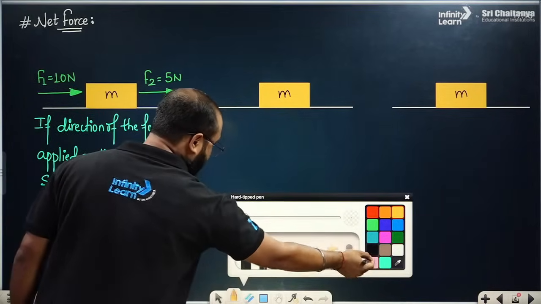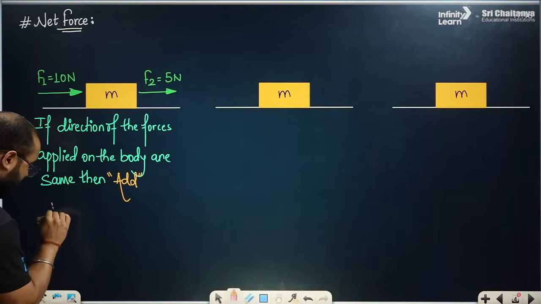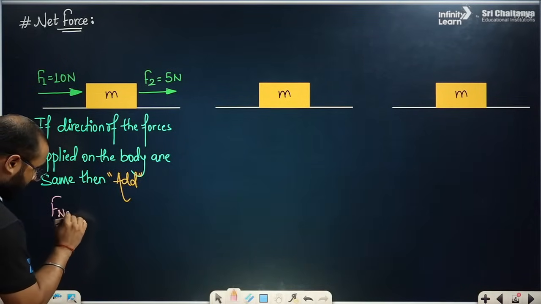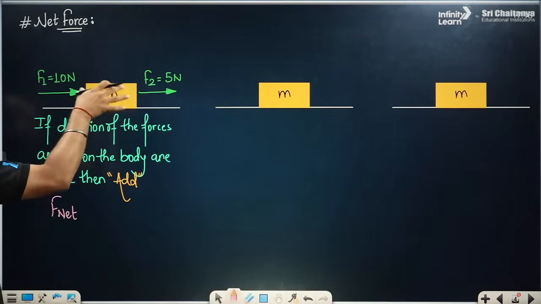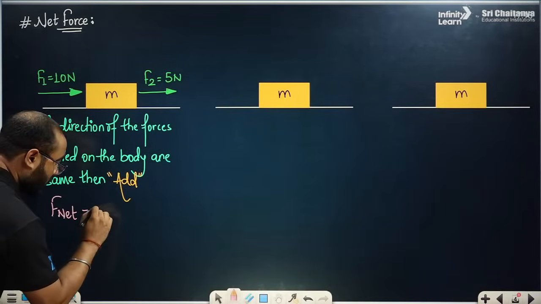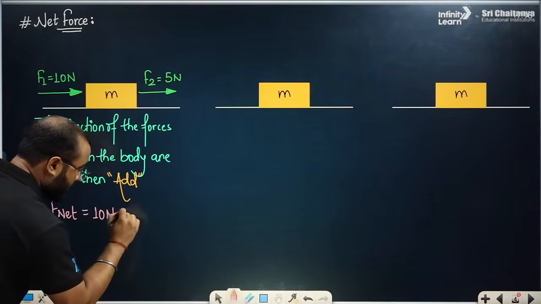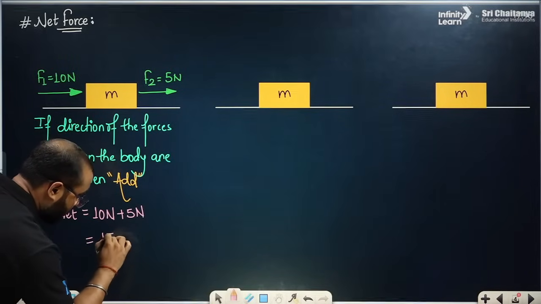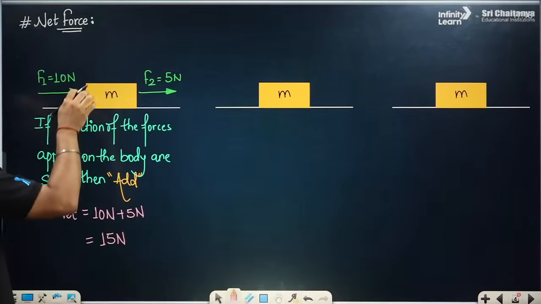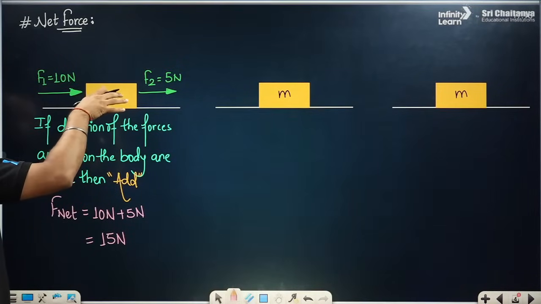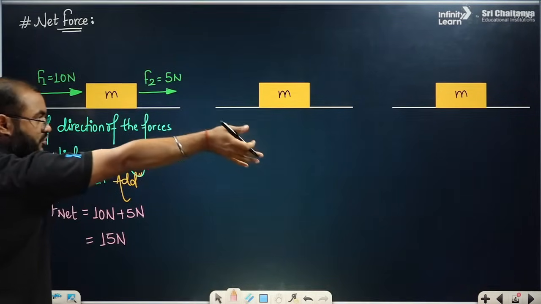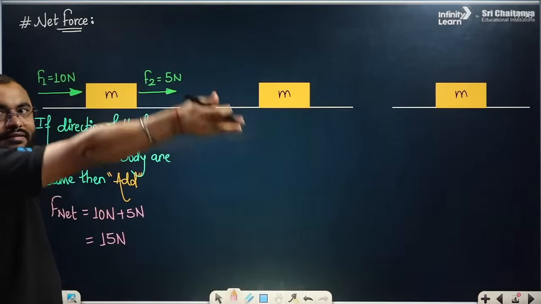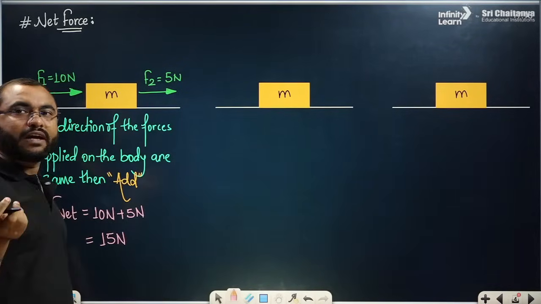In the very simple way, we can say in this particular condition, the F net, which is the effective force applying on this particular body, will be 10 Newton plus 5 Newton equals 15 Newton of force. So 15 Newton of force is acting on this particular body to move it in this direction. Every single time we cannot say this direction or that direction, so we have to specify which direction.